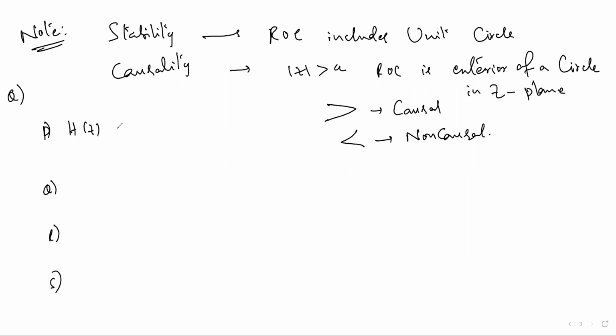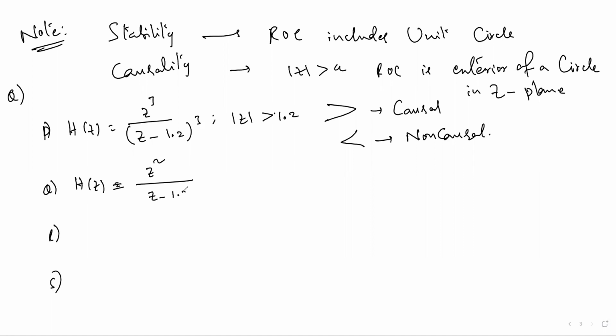The system function H(z) is given as z cubed divided by (z minus 1.2) whole cubed, with ROC |z| greater than 1.2. The second function is z squared divided by (z minus 1.2) whole cubed, with ROC |z| less than 1.2.